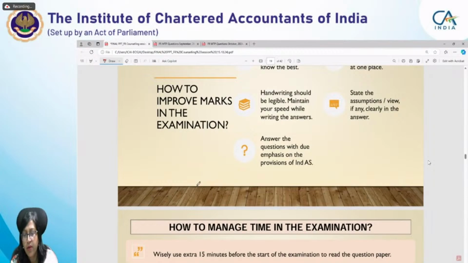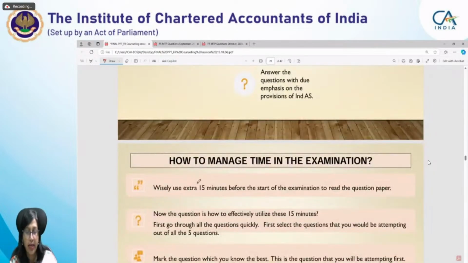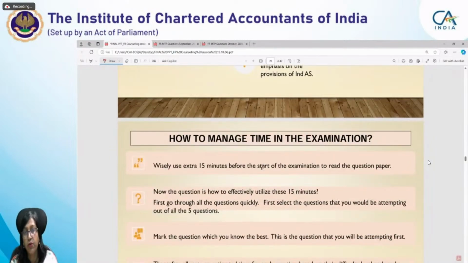One hour is about to go and we are still in the general part. So I'll try to just speed up so that we at least do one mock test paper. How to manage time in the examination? I have already told you. The 15 minutes you have, use them judiciously to understand which question to be taken up first, where you are most confident.